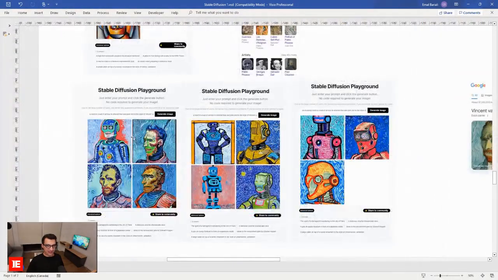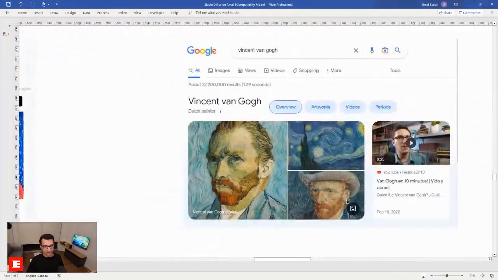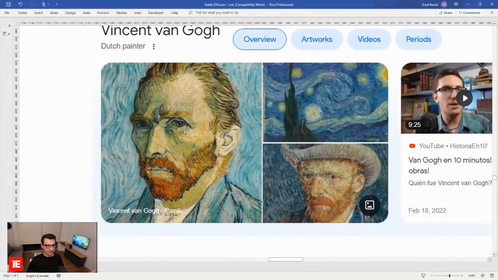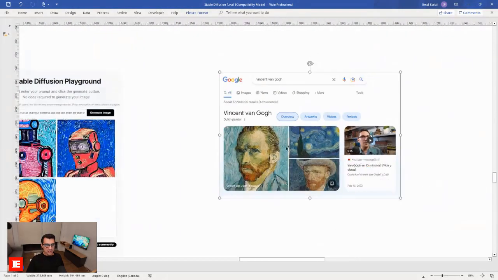So this last set I really like a lot. And if you don't know what Vincent van Gogh's paintings look like, these are his self-portraits that he's done. That's the Starry Night one there, just to give you an idea.